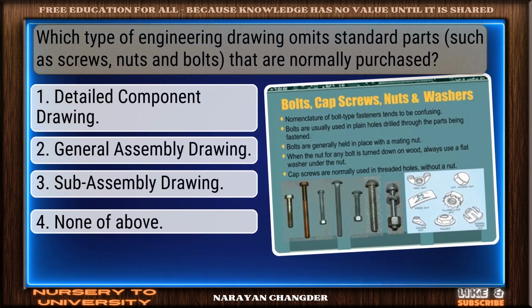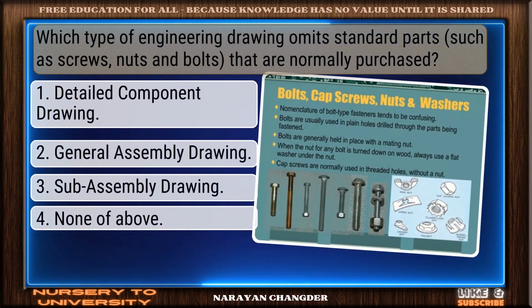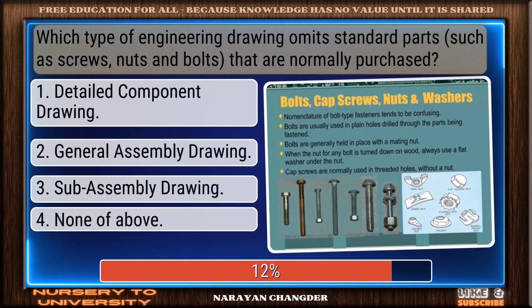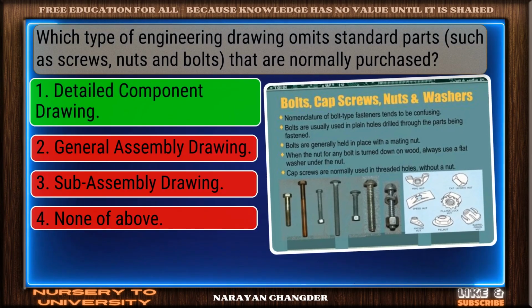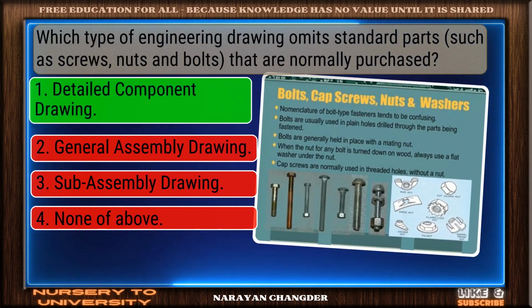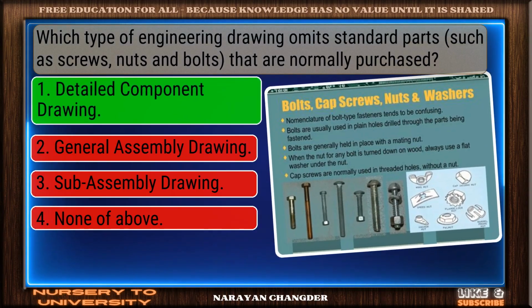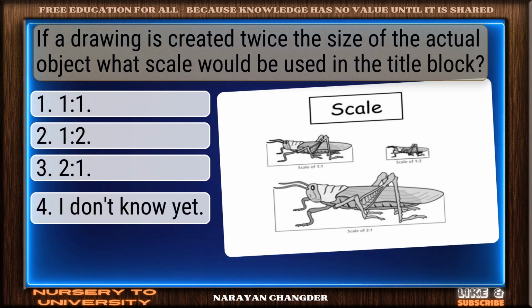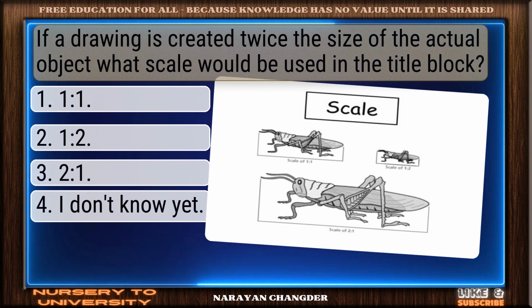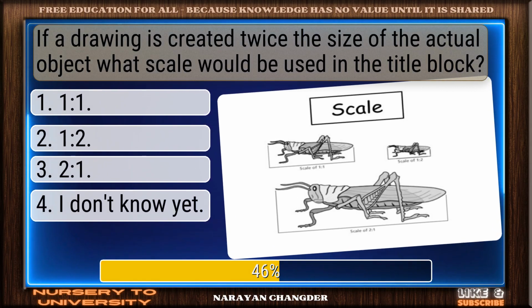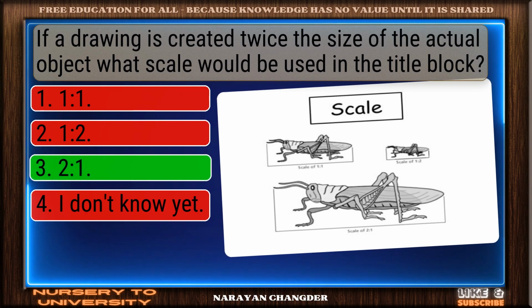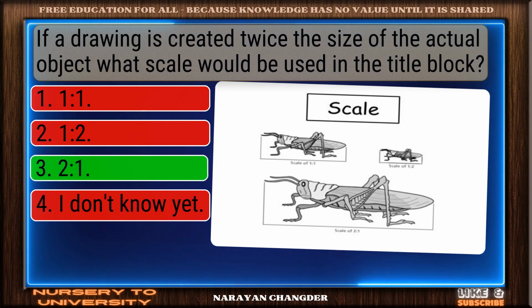Which type of engineering drawing omits standard parts that are normally purchased? Great thinking. Detailed component drawing is the right choice. If a drawing is created twice the size of the actual object, what scale would be used in the title block? Smart move. 2:1 is an accurate answer.